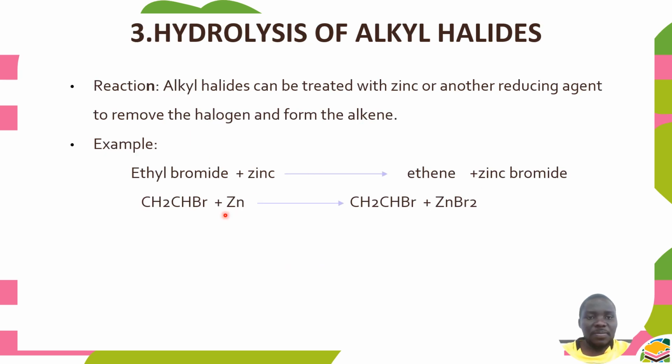They can also be prepared using hydrolysis of alkyl halides. An alkyl halide can be treated with zinc or another reducing agent to remove the halogen and form an alkene. For example, ethyl bromide can react with zinc, a metal, and form ethene and zinc bromide. So this can be represented by the equations here. Alkyl halides means you have an alkyl group which is combined with one of the halogens. So you can remove the halogen and remain with an alkene.